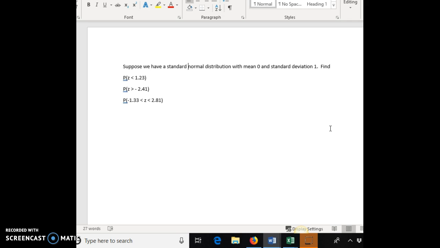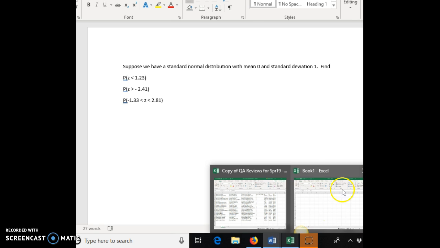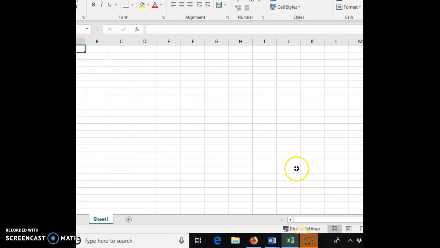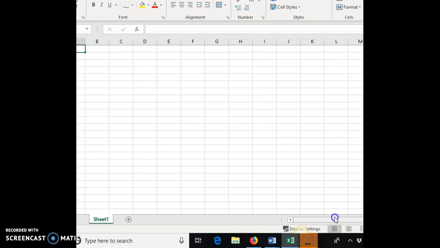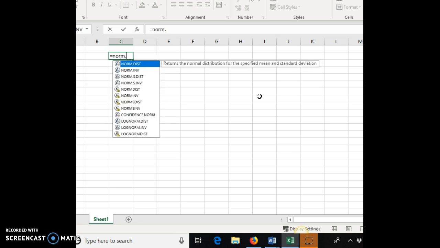So suppose we have a standard normal distribution with mean 0 and standard deviation 1. We want to find the probability that z is less than 1.23. Now, since it's a standard normal distribution, we can go to Excel and use a certain formula. I'm going to use just an open worksheet in Excel, and again, that was 1.23. So we're going to type into any cell we want, equal norm.s.dist.